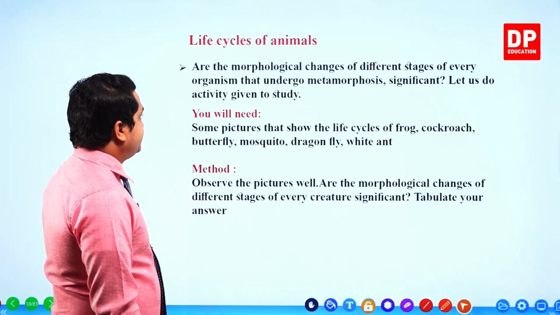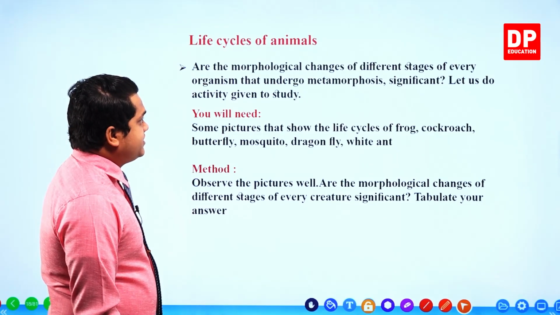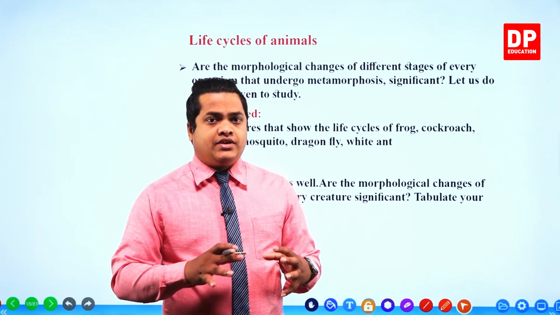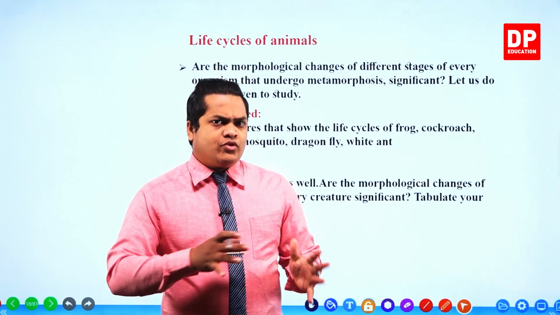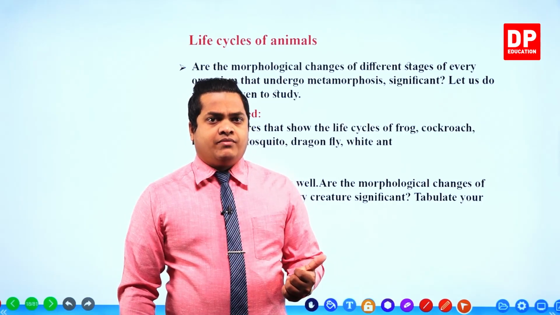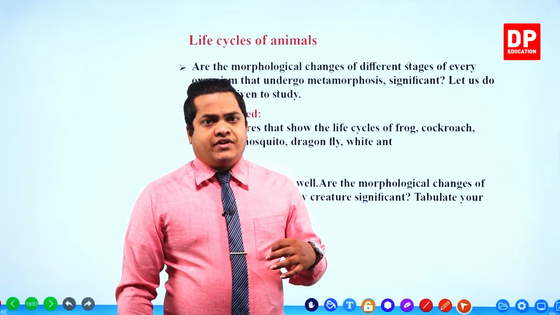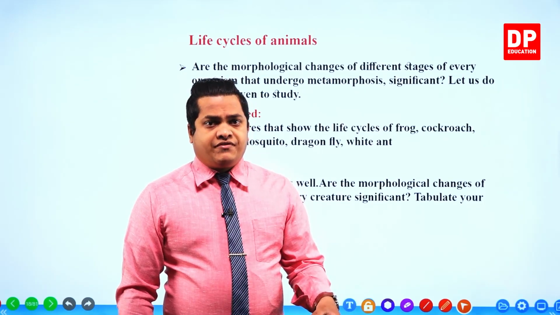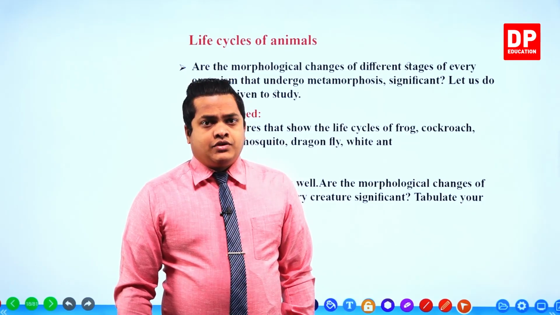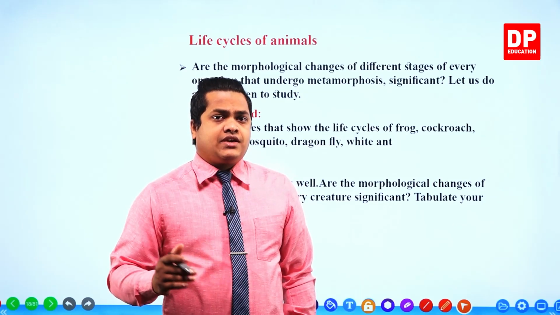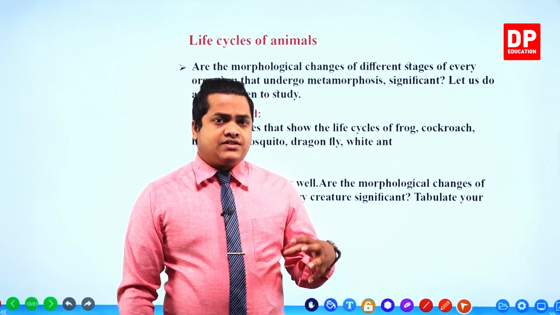You are given the morphological changes of different stages of every organism, and whether they are significant. Metamorphosis means there is a significant difference between each life stage. That's what we mean by metamorphosis. Like in the earlier case, when you take the life cycle of a butterfly, eggs are way more different than the caterpillar, and the caterpillar is way more different than the pupal cocoon, and it's also way more different than the adult butterfly. So there are several instances with significant changes among the life cycle stages of the butterfly.